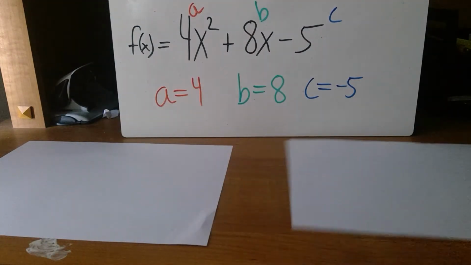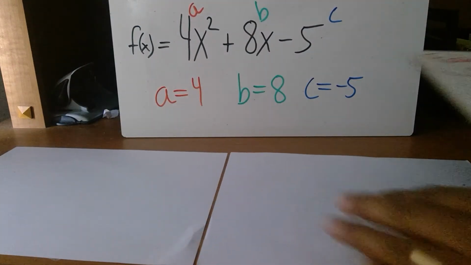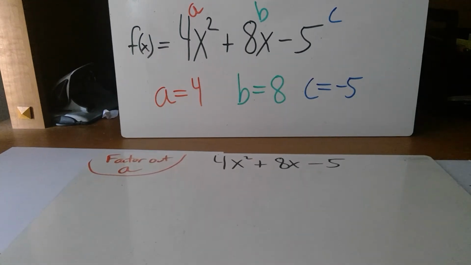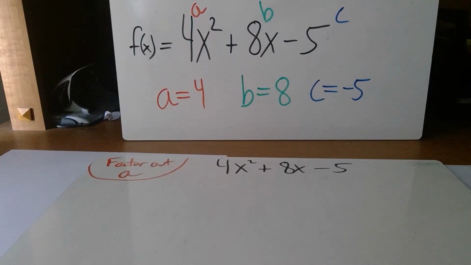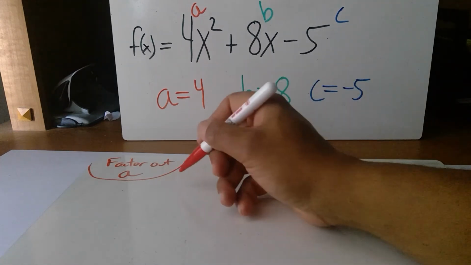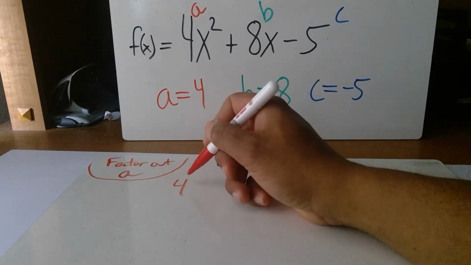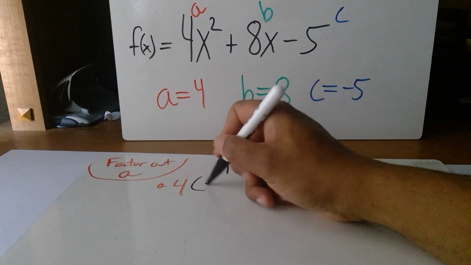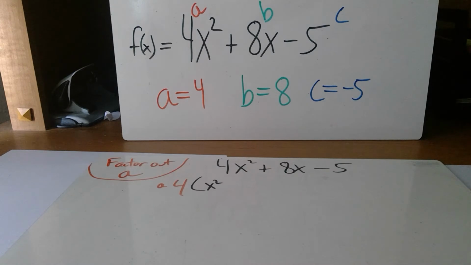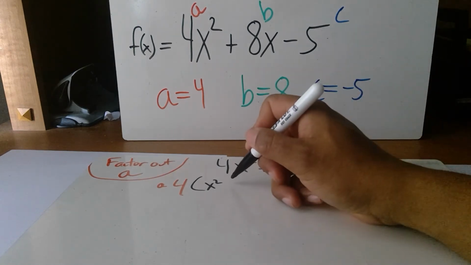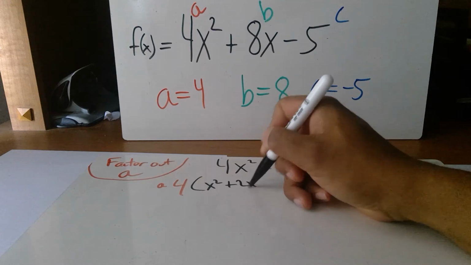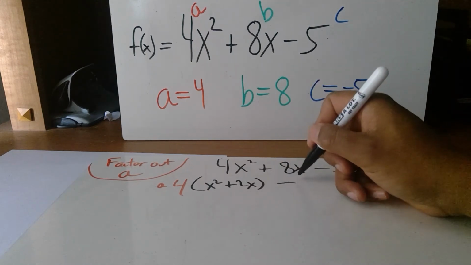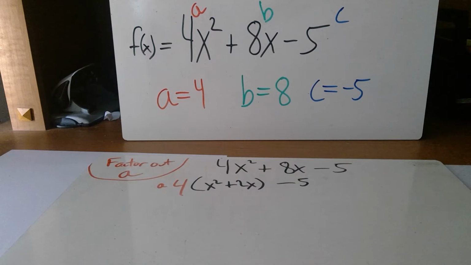Let's factor out A. Here is my whiteboard, and we are going to start with factoring out A. Of course, when we factor out A, we are going to have a 4. 4 is A. So when we factor it out, 4 divided by 4 leaves x squared. 8 divided by 4 leaves us with 2x. We're leaving C alone for right now.